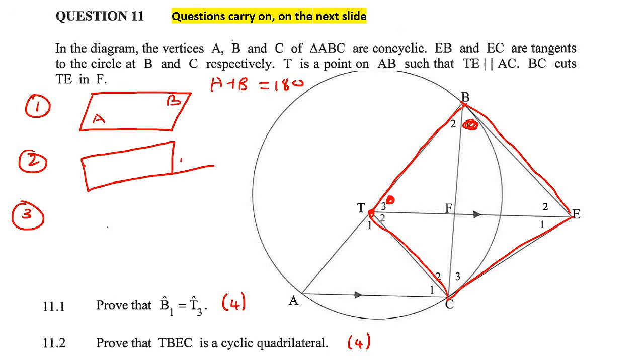Next one, if the exterior angle is the same as the interior angle, so if they are equal to each other, then it's a cyclic quad. Now listen up. The third one is the most popular one, and it goes like this.